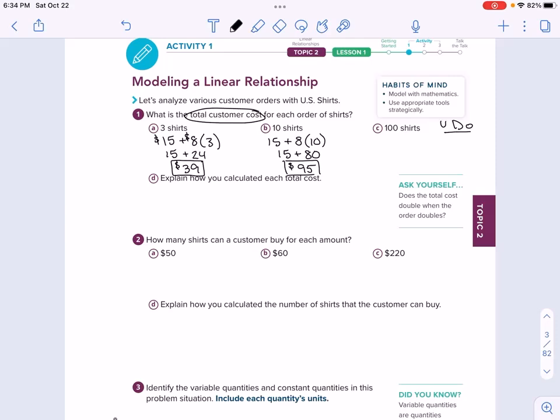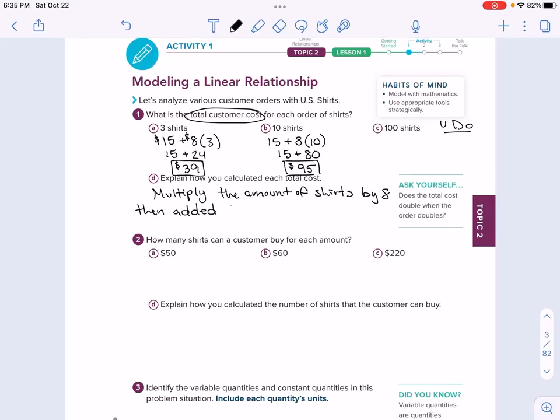So let's go to D, explain how you calculated each cost. We first multiplied the amount of shirts by 8. Then, right, we added the setup fee.